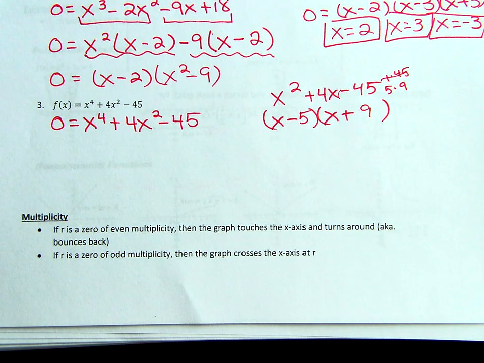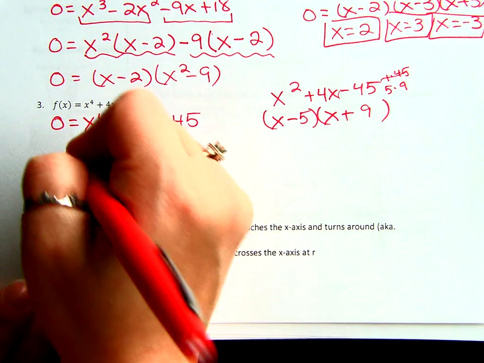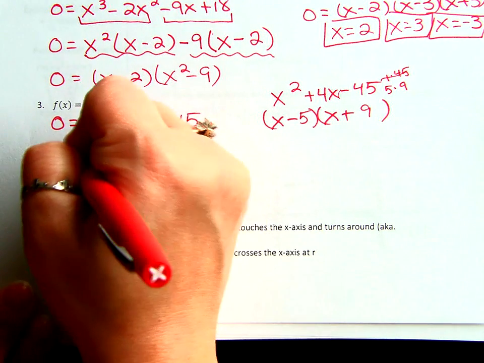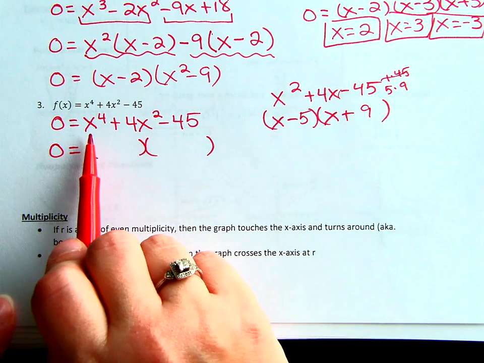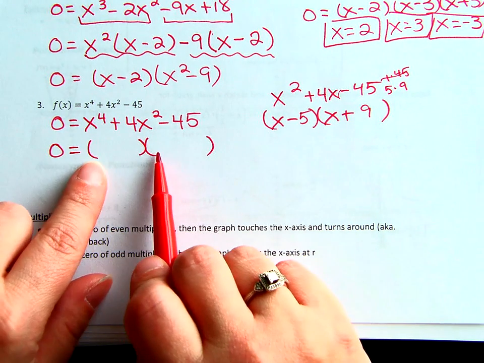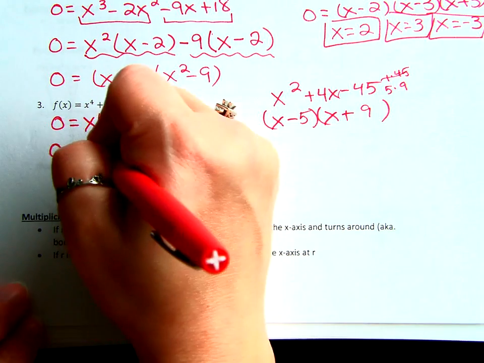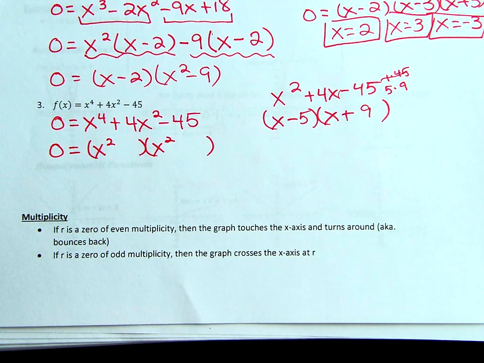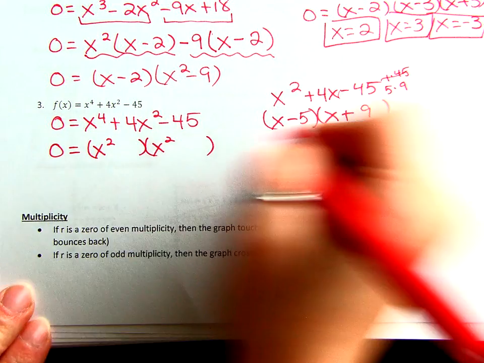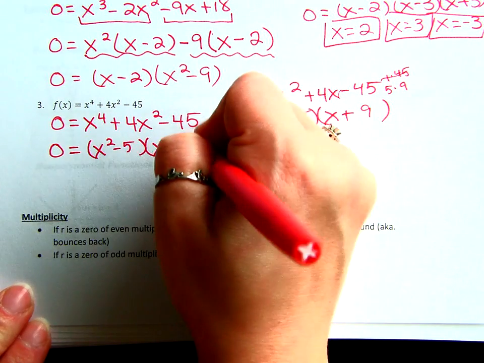The way that we factor it with it being a quartic, I guess is how they say it, is the exact same way. The only difference is I have to get x to the fourth, so what are my first terms going to be? X squared. Because x squared times x squared is definitely going to get me to x to the fourth. And then I have the exact same thing inside. I'll have a minus 5 and a plus 9, excuse me.